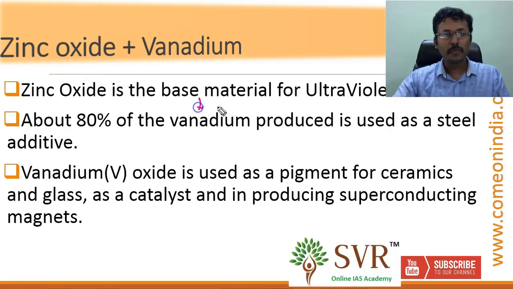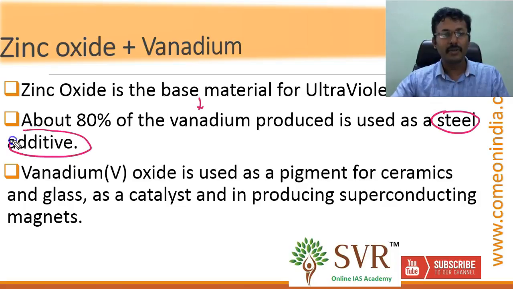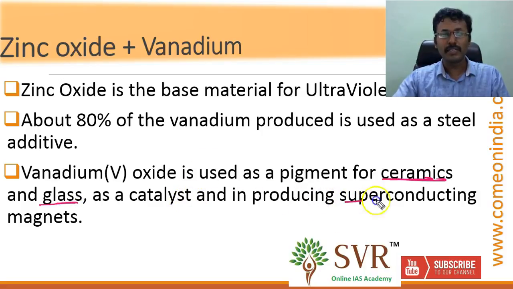Now let's discuss few points about vanadium. Vanadium is mainly used as a steel additive. So all over the world, 80% of the vanadium which is produced is used as a steel additive. It is also used as a pigment for ceramics and glass, and also used as a catalyst, and also used in producing the superconducting magnets.